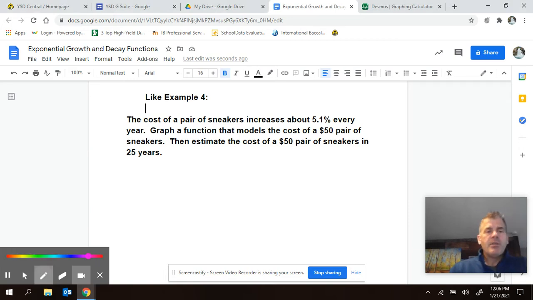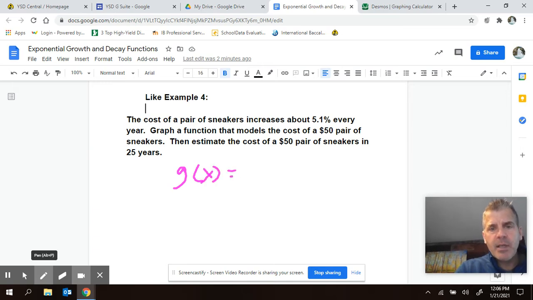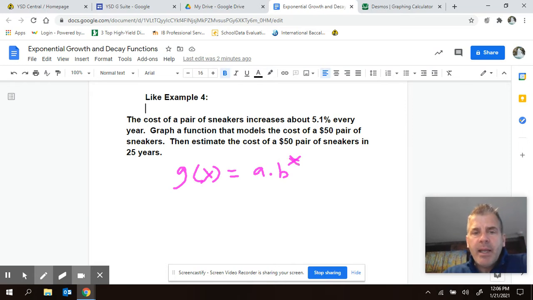I would say the best thing you could do here is just use your basic form for any exponential function. So g of x is equal to a times b to the x. So your real issue then is just to figure out, okay, well, what is a, what is b, and then we can deal with the other information as we go. So our a value is our initial amount. That would be that $50. And then our b would be this growth factor of 5.1%.